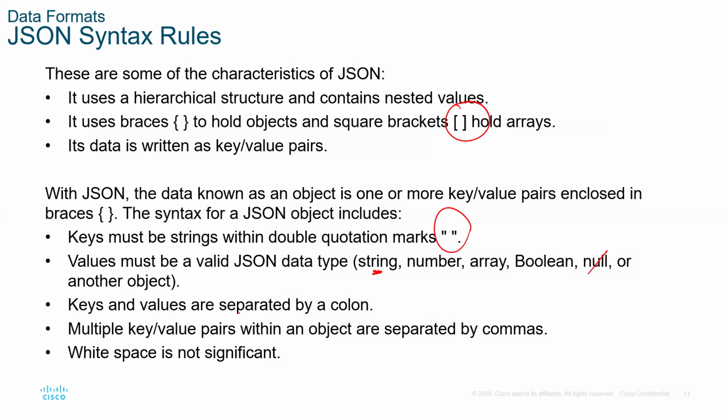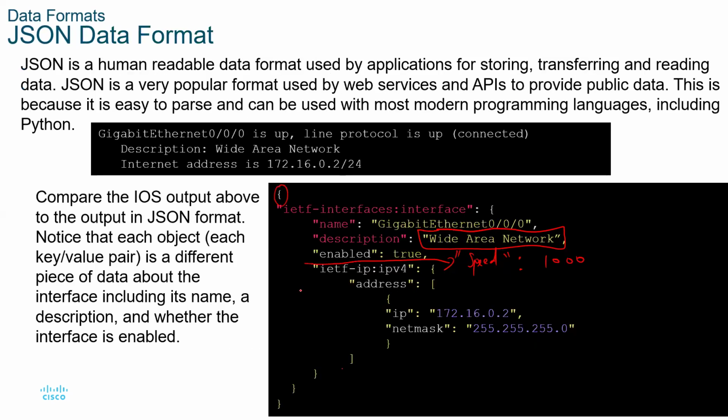Then we have values can also be another object. So these are nested. I was saying you can have values in another object, and this is what we call nested values. For example, like I said, this is the beginning of an object, the ending of an object, but we have another object within another object. That is a nested value.